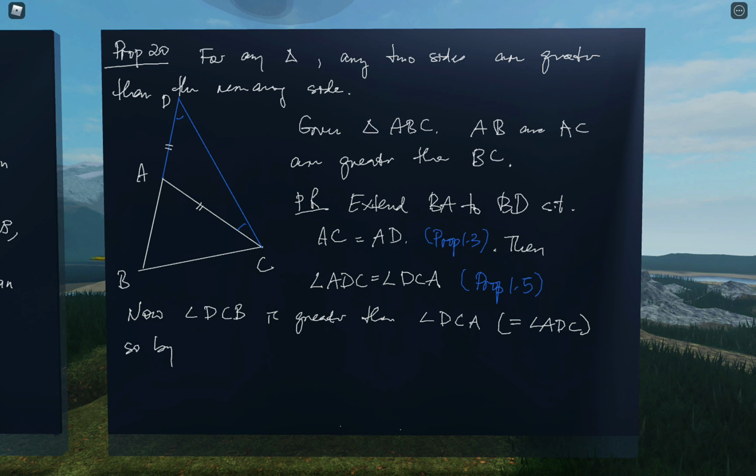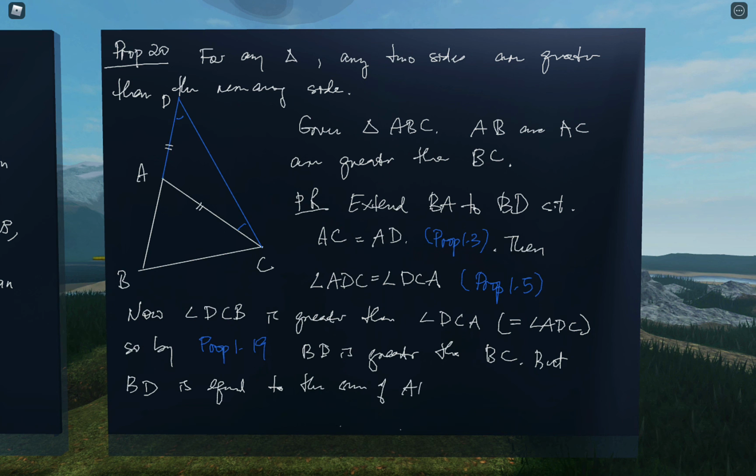So by proposition 1.19, BD is greater than BC. I think I would write it out like you've been doing. BD is greater than BC, right? Because a larger angle subtends the larger side. That's what 19 says, right? But BD is equal to the sum of AB and AC, so we are done.